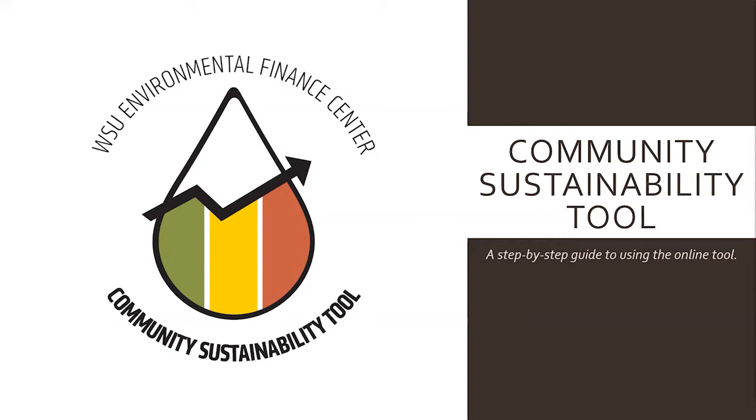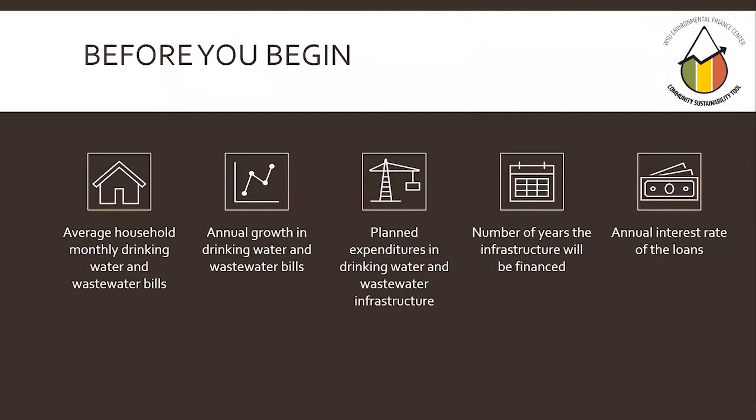Community Sustainability Tool. Before you begin, be sure to gather the following information: your average household monthly drinking water and wastewater bills, the annual growth in drinking water and wastewater bills, planned expenditures in drinking water and wastewater infrastructure, the number of years the infrastructure will be financed, and the annual interest rates of the loans. There is a default interest rate available in the tool, so if you are unsure of the loan's interest rate, you can use the default rate.